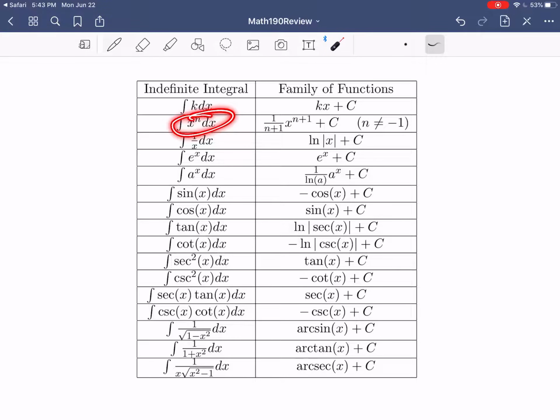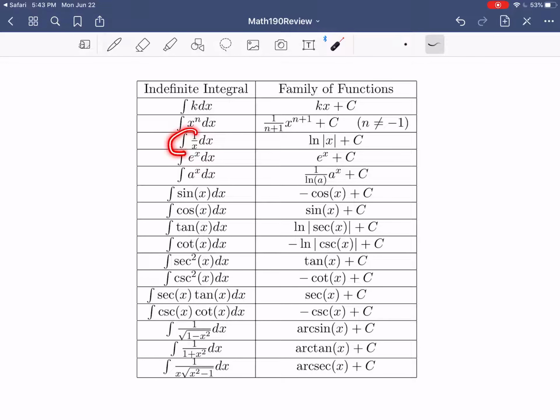So this rule works for any n except for n equal to negative 1, meaning it works for whole numbers like 1, 2, 3, 4, 5. It works for negative numbers except for negative 1, so negative 2, negative 3, negative 4, negative 5. But it also works for things like x to the 1/2, like the square root of x. The only time that this power rule does not apply is when n is exactly negative 1. Now keep in mind, if n is negative 1, then you have x to the negative 1, which is the same as 1 over x.